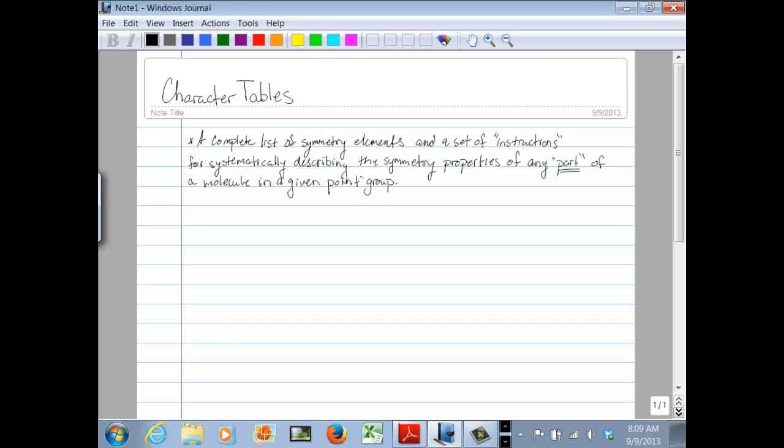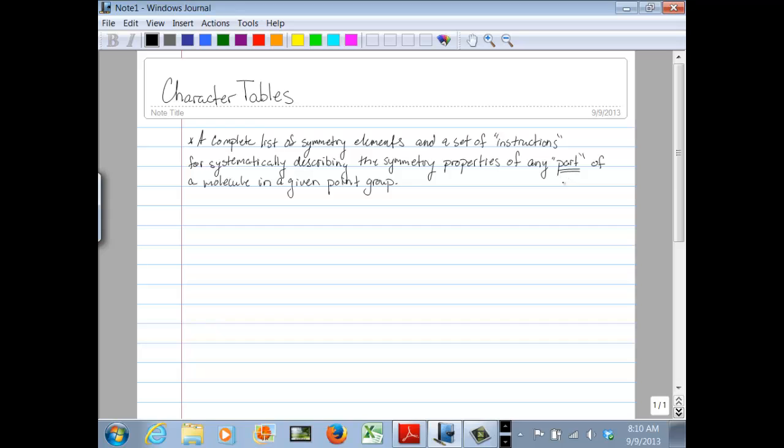And I said describing the symmetry properties of any part of a molecule. Once you assign the molecule to a point group, any part of that molecule is described in the character table. Some of the parts don't have the full symmetry of the molecule. For example, if you were looking at the C2v point group, there's a p orbital on one of the atoms, or a set of p orbitals on all of the atoms that are part of the molecule, but not necessarily described by the total symmetry of the molecule. Everything that's part of the molecule is described by one of the lines in the character table.